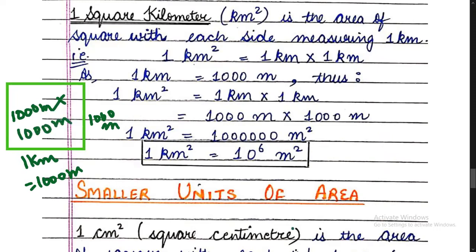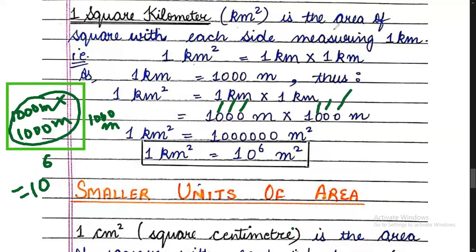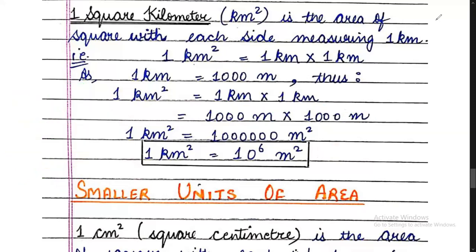Now children, write it in exponent form. See how many zeros are coming in the expression. 1000 multiplied by 1000 means 10 raised to power 6, since we are having 6 zeros, 1, 2, 3, 4, 5, 6. And meter multiplied by meter becomes meter square. So 10 raised to power 6 meter square.